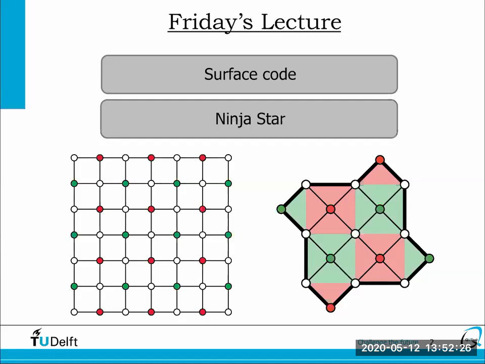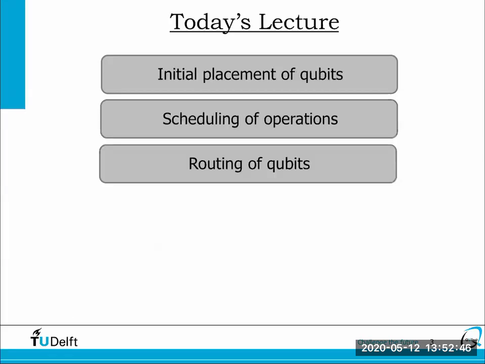So today we are going to change topic a bit, and as I already mentioned, we are going to talk about the mapping of quantum circuits on quantum devices. The mapping procedure, as we will see during this lecture, consists of three steps called initial placement of qubits, scheduling of operations, and routing of qubits. We will go into detail on these three steps.